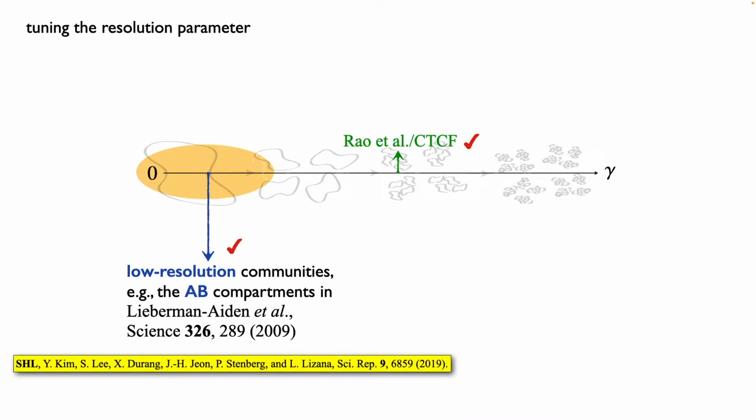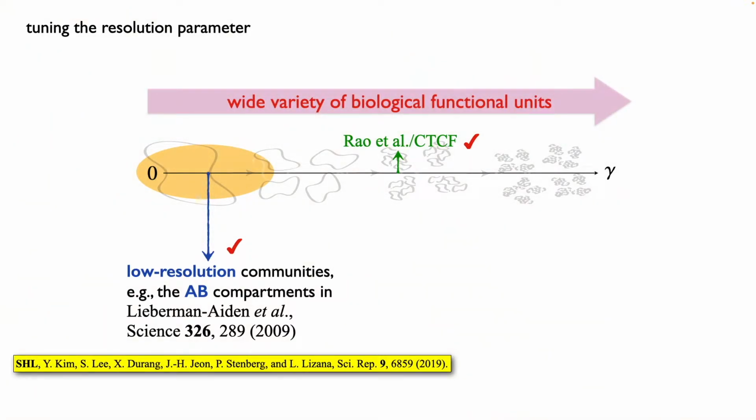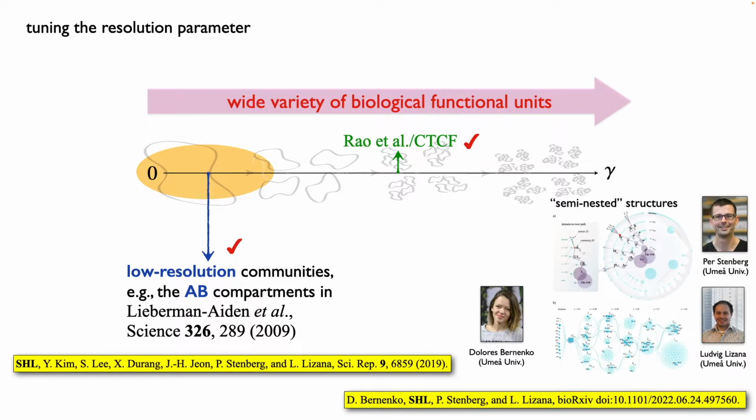So to summarize the results reported in this paper published 3 years ago, by tuning the resolution parameter in the community detection scheme, we could recover previously reported substructures of a Hi-C map. Based on this verification, we suggest this whole spectrum of community scales may be meaningful for different biological contexts. And recently, in collaboration with my great collaborators in Umeå again, we have re-examined this semi-nested, semi-hierarchical, or bow-tie structure of Hi-C communities more deeply.